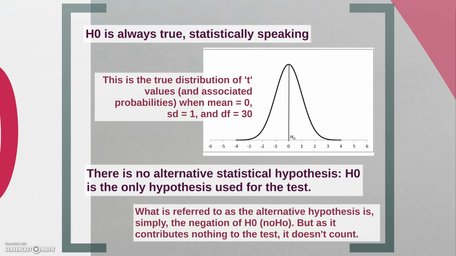On the other hand, we are talking only about the distribution of the null hypothesis. There is no alternative hypothesis, statistically speaking. There is nothing that the alternative hypothesis provides to the test, nothing we need to take into account. So the alternative hypothesis reduces to being a negation of the null hypothesis. So it's not really a hypothesis at all. It doesn't count because it doesn't contribute anything to the test. There's just one hypothesis that is used for the test, and this is the null hypothesis.